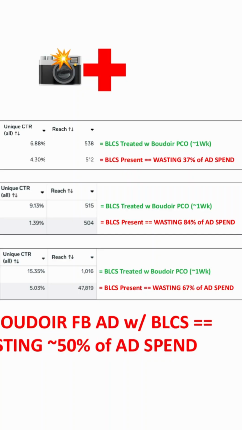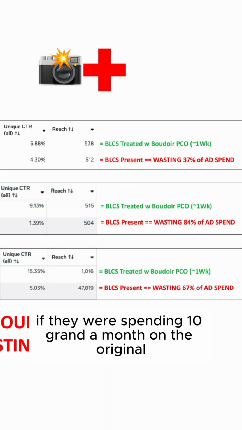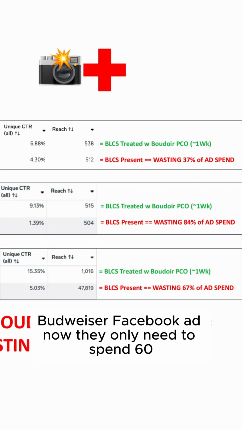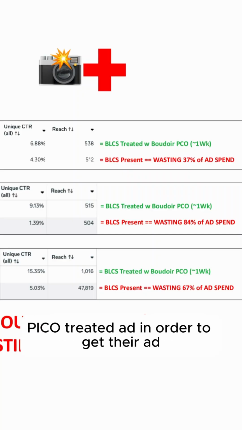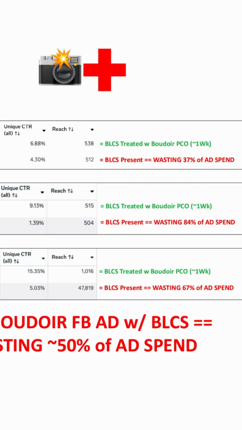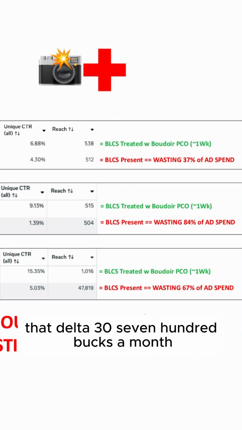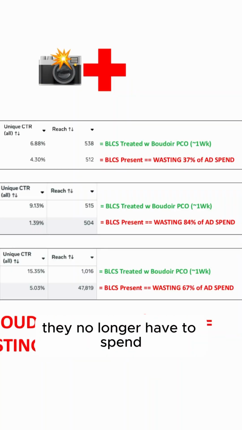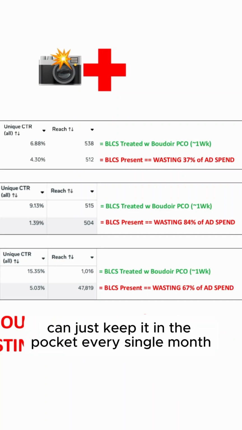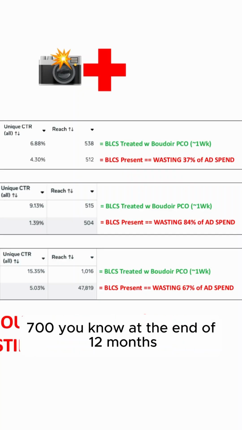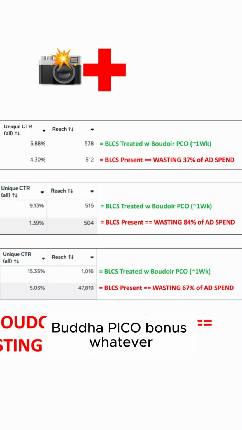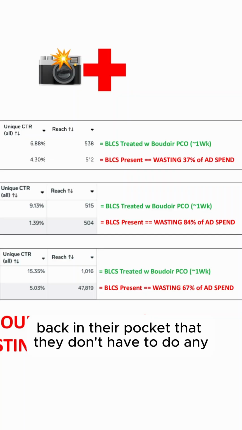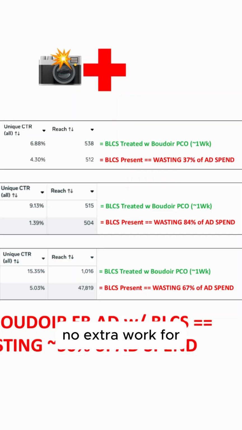And as a result, if they're spending 10 grand a month on the original Boudoir Facebook ad, now they only need to spend 6,300 bucks a month on the new Boudoir Pico treated ad in order to get their ad into the same number of women's brains. And that difference, that delta, 3,700 bucks a month, they no longer have to spend. You can just keep it in the pocket every single month, 3,700, 3,700, 3,700. At the end of 12 months, it's like a 40K phantom bonus, Boudoir Pico bonus, whatever, back in their pocket that they didn't have to do any extra work for.